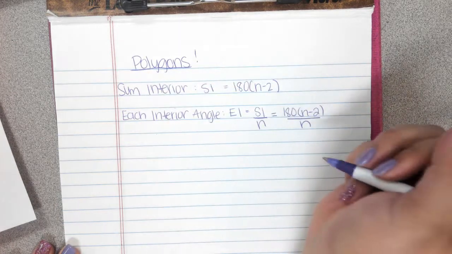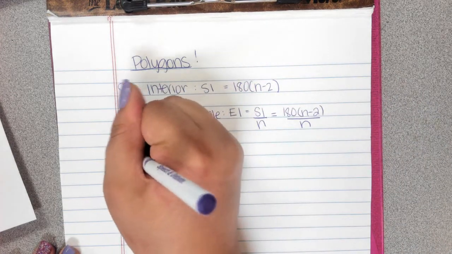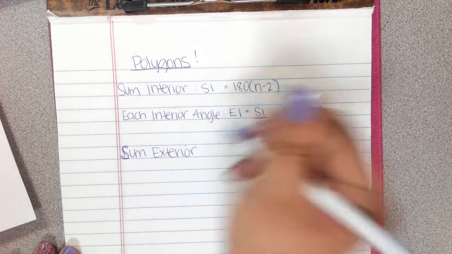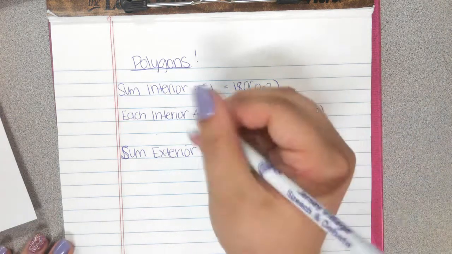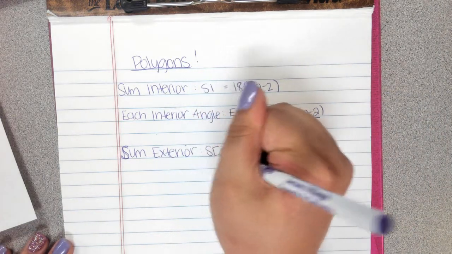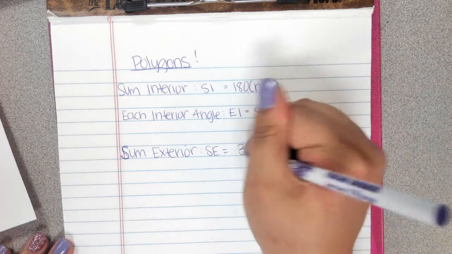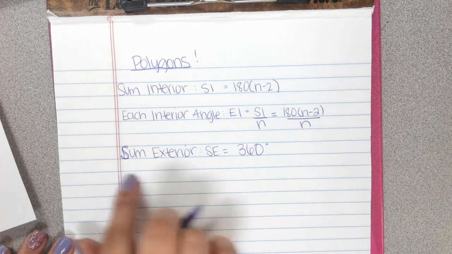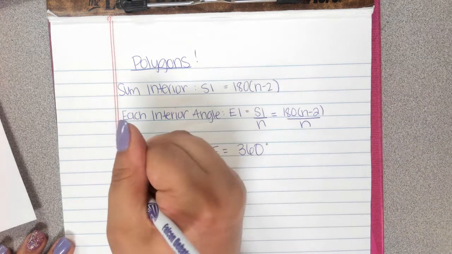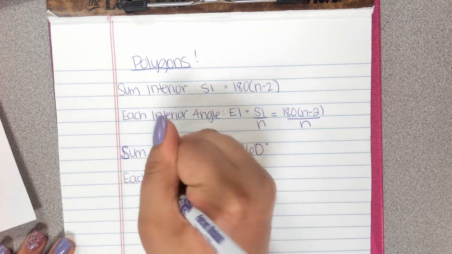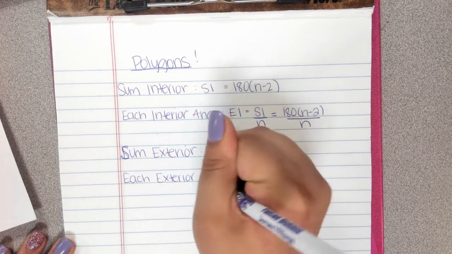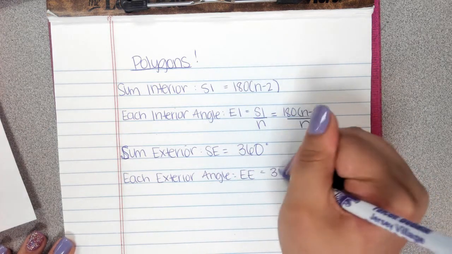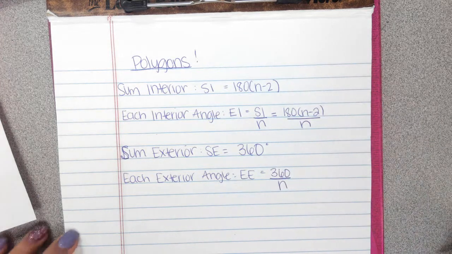Today on Monday we learned the sum of the exterior angles, and this is what we call SE. There's no formula for that. It's always going to be 360 degrees. So don't miss that one. And then each exterior angle we call EE is going to be 360 divided by the number of sides.